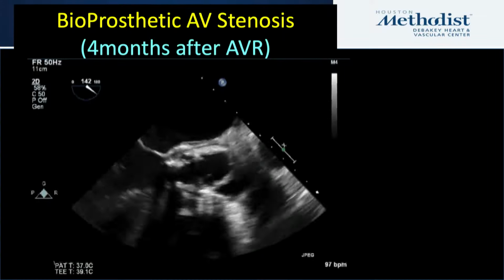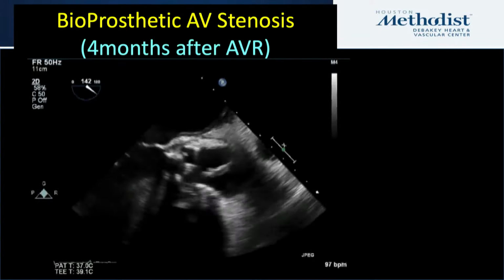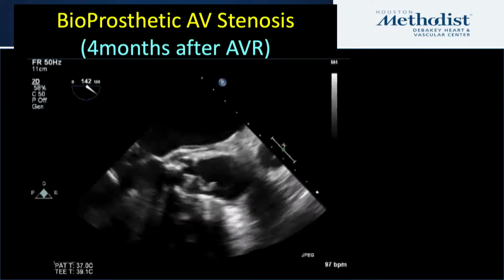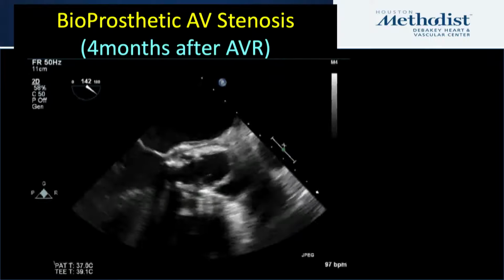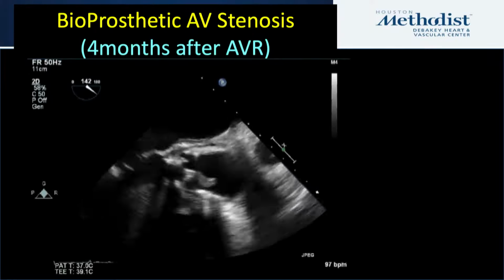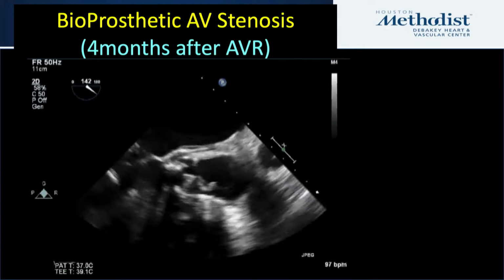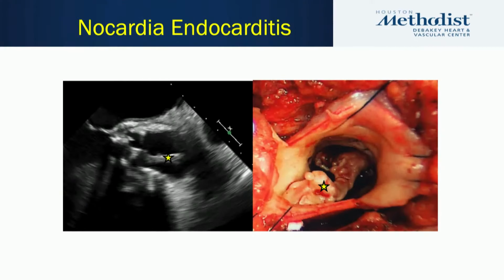This is a different patient. This is somebody 4 months after a surgical bioprosthetic AVR. The patient was unwell and had some elevated gradients, and you can clearly see a long linear mass distal to the leaflet. It's hard to tell in that particular view where the mass is attached, but we can see here at surgery, and ultimately through culture, this was a manifestation of nocardia endocarditis that actually attached at the base of the prosthetic leaflet. Very long linear mass.